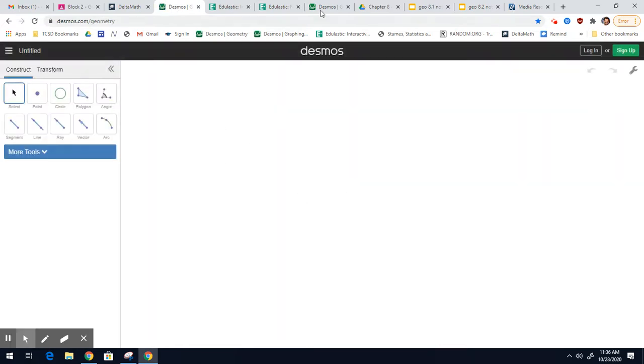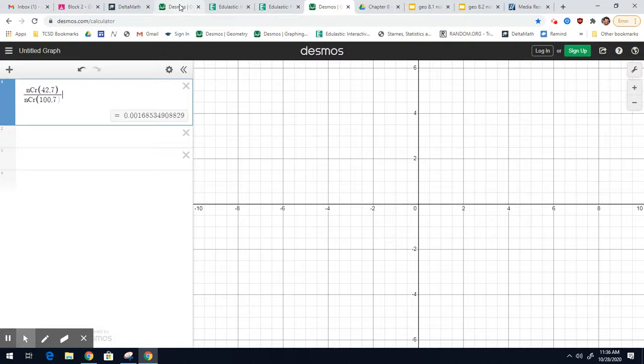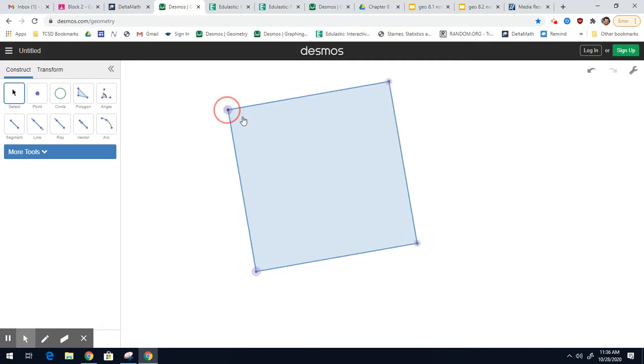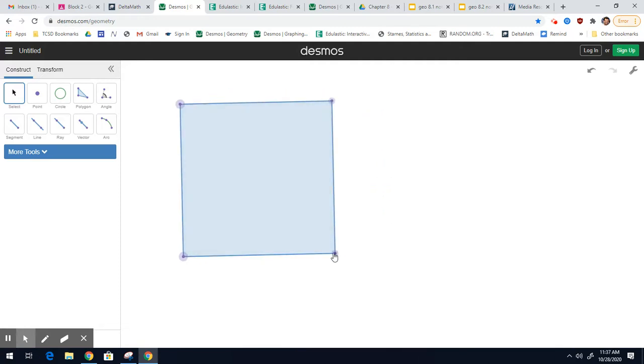So what I have done is I've already created a square, I think. No, here. I think I did, right? No. It disappeared. All right, let me create a square real fast. Okay, so here's our square. You can see if I drag it or move it, it'll stay a square, okay? So here's what we're going to do.